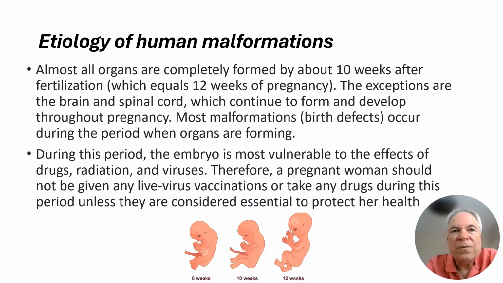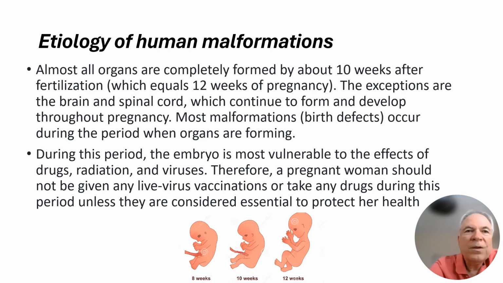Almost all organs are formed by 10 weeks after fertilization. This equals 12 weeks of pregnancy. The exceptions are the brain and the spinal cord, which continue to form and develop throughout pregnancy. Most malformations occur during the period when the organs are forming.